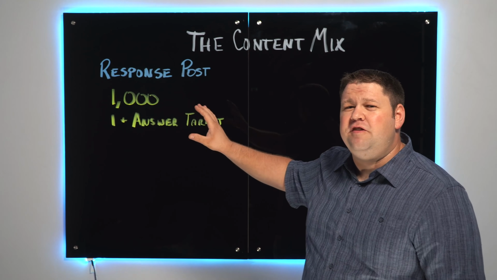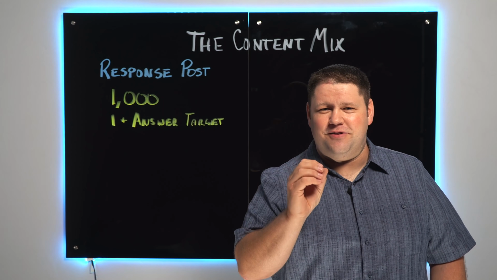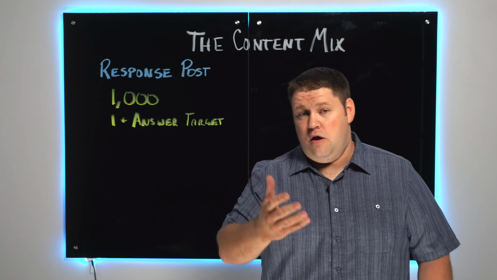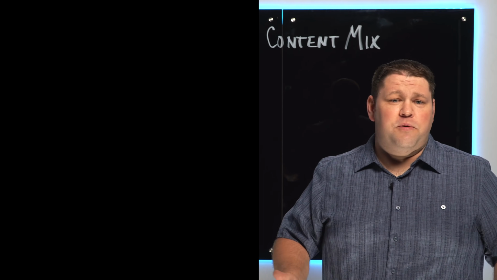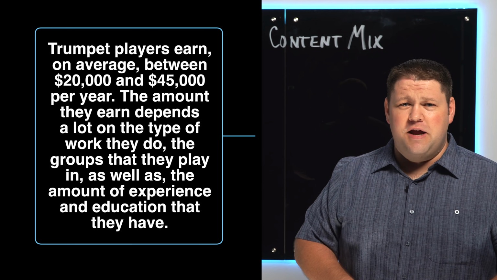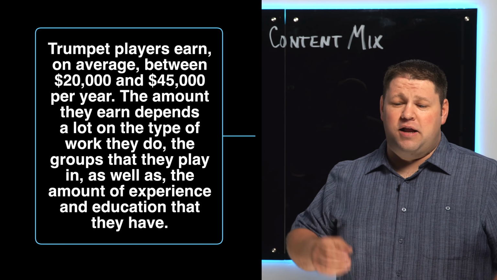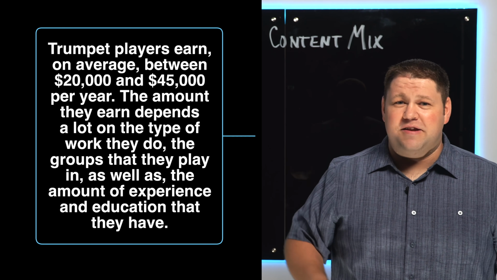A response post is the perfect type of post for an answer target because usually there is a straightforward answer that's at least the basic answer. For example, how much money do trumpet players earn? It could be something like, trumpet players earn on average between $20,000 and $45,000 per year. The amount they earn depends a lot on the type of work they do, the groups that they play in, as well as the amount of experience and education that they have.